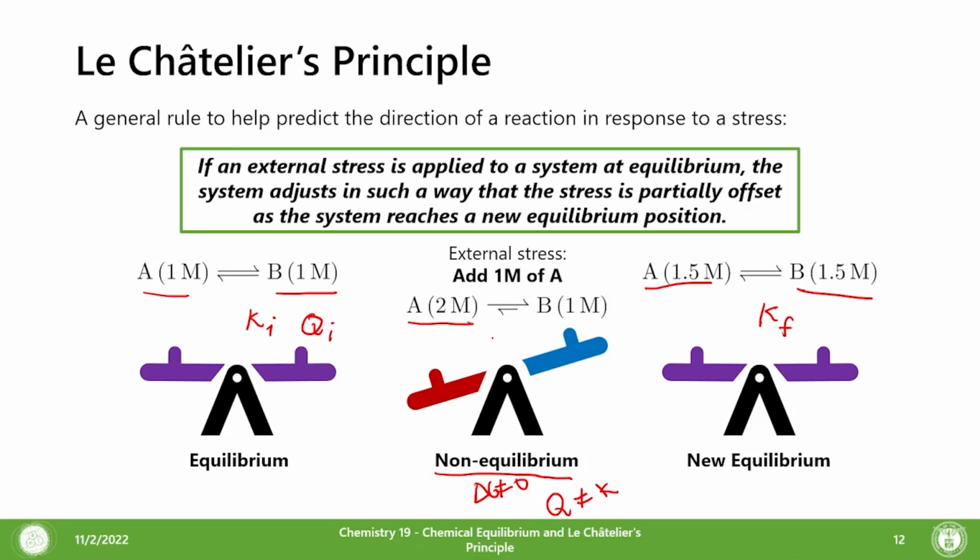Okay. Our Q under the stress was different from our Q initially and our Q at the final position. But the initial and final Q are also equal to the K. But the Q at our stressful state is not equal to K. And this is what happens when we apply a stress.